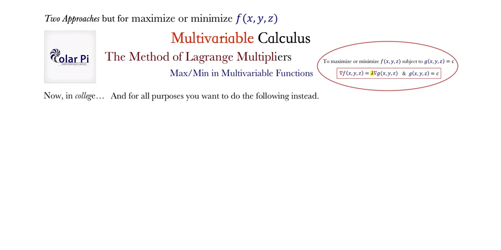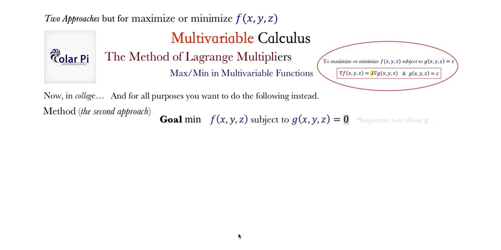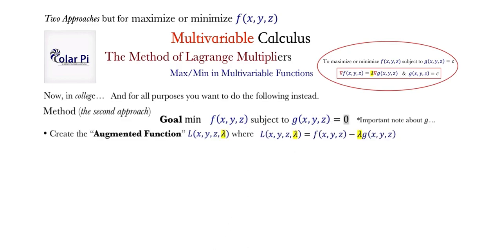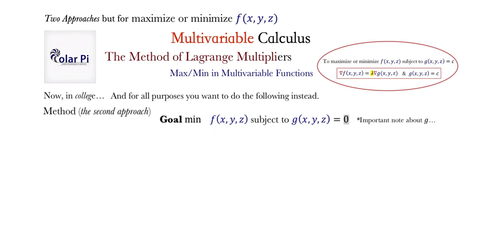But the second approach is this, and this is what I did in pretty much every econ course in college. Again, the goal is to minimize or maximize this function subject to this constraint. Now, what's very, very important that I point out in this second approach is, well, I'm going too fast, but in this second approach, the function g is the constraint function minus c.